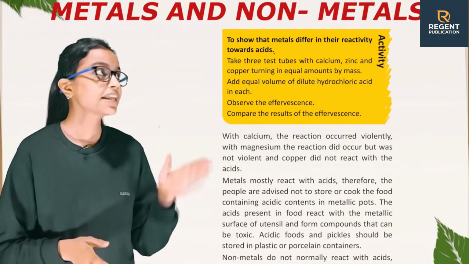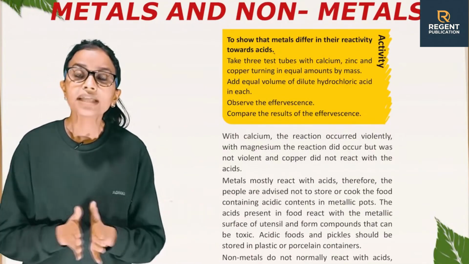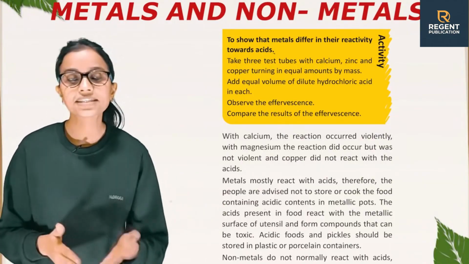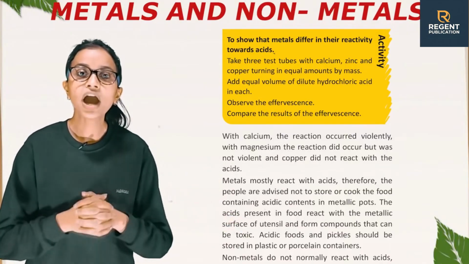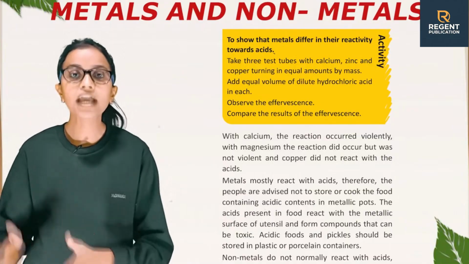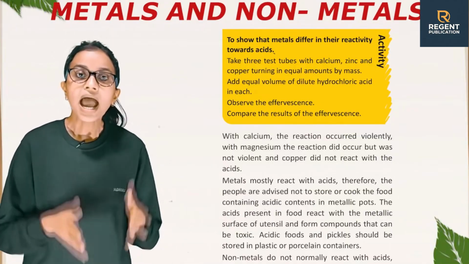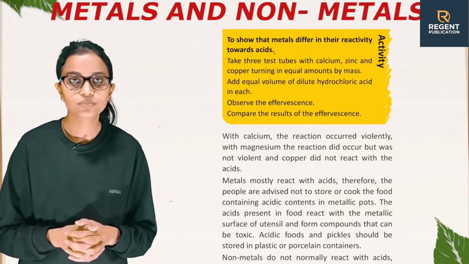Now there is another activity. This activity is showing that metals differ in their reactivity towards acids. For this activity, you have to take 3 test tubes with calcium, magnesium and copper turnings in equal amounts of mass. Add equal volume of dilute hydrochloric acid in each.